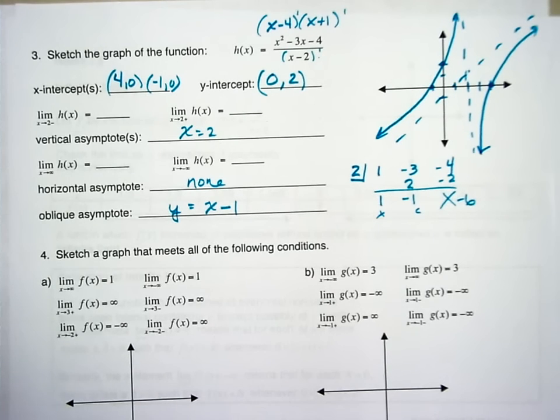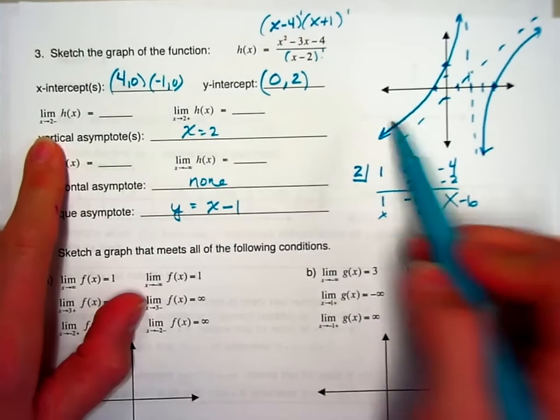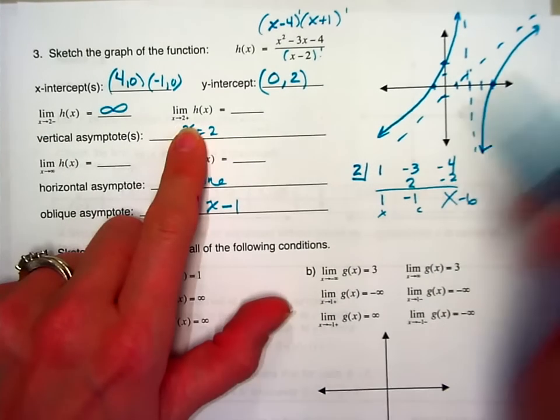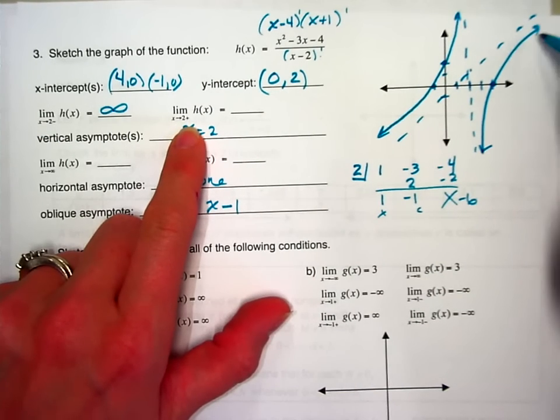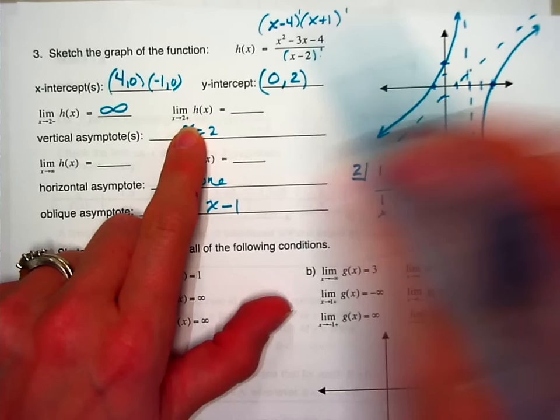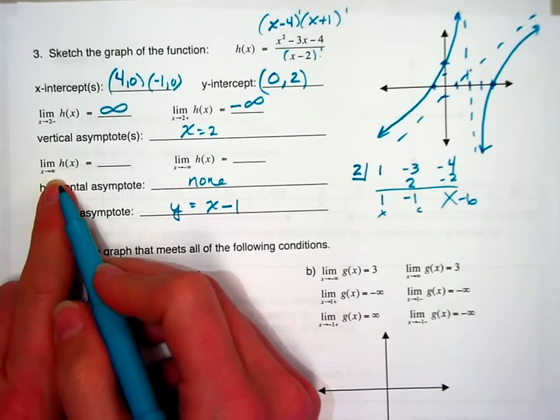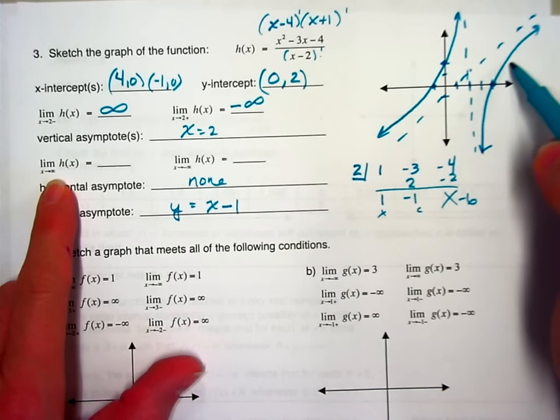Okay, as we approach 2 from the left, we're increasing without bound. As I approach 2 from the right, we are decreasing without bound. And as x gets infinitely large, notice we're just going to keep going up and up and up.